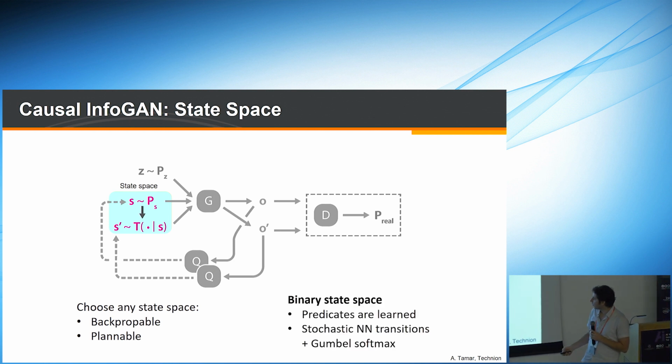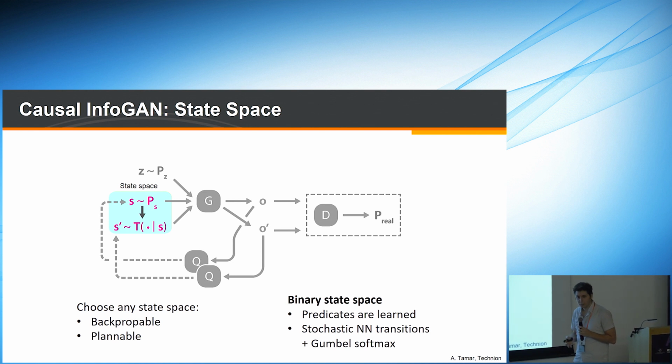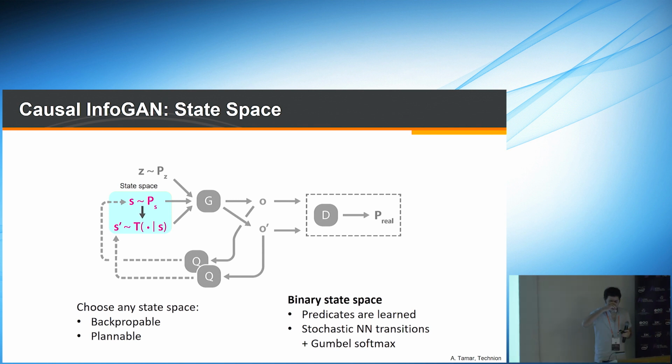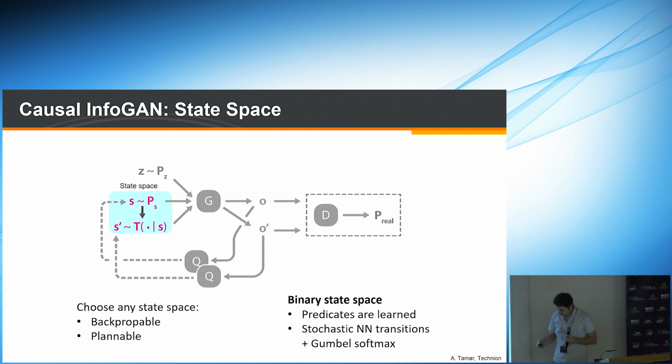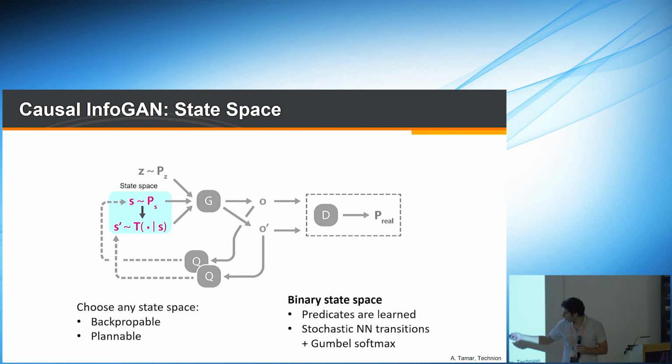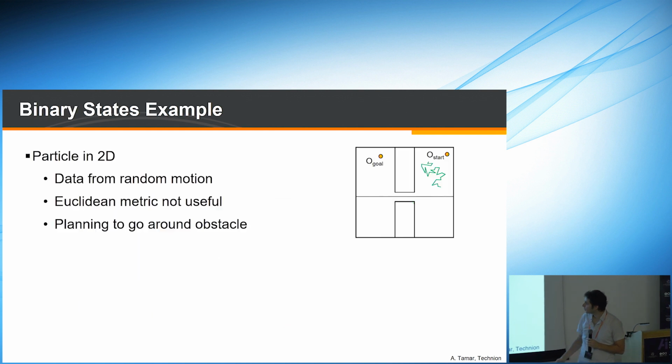So for example, we can apply this to a binary state space, and then this would be similar to a representation that you use in classical planning, where we have predicates, but here we would be learning these predicates just from our data. And we can train these models using stochastic neural networks. So I want to show you an example of this kind of model, just as a toy example to understand how general this model is.